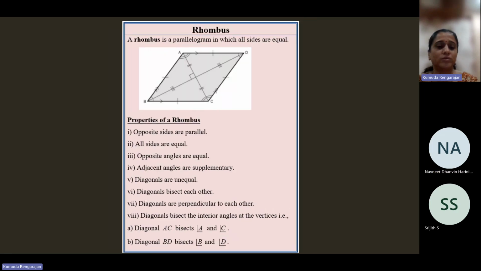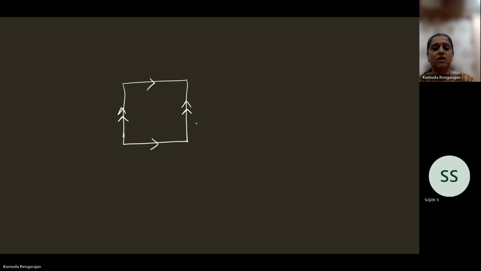So that's about a rectangle. Now square, 2 more minutes. We'll wind up the session for today. In a square, all the sides are equal. Opposite sides parallel. All the sides equal. All angles equal, equal to 90 degrees.